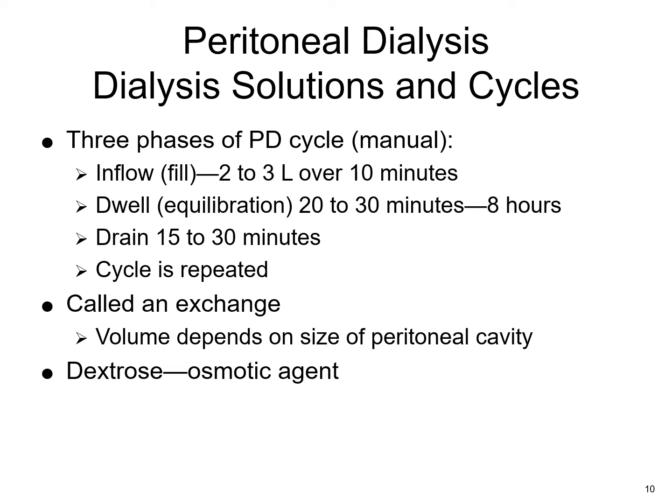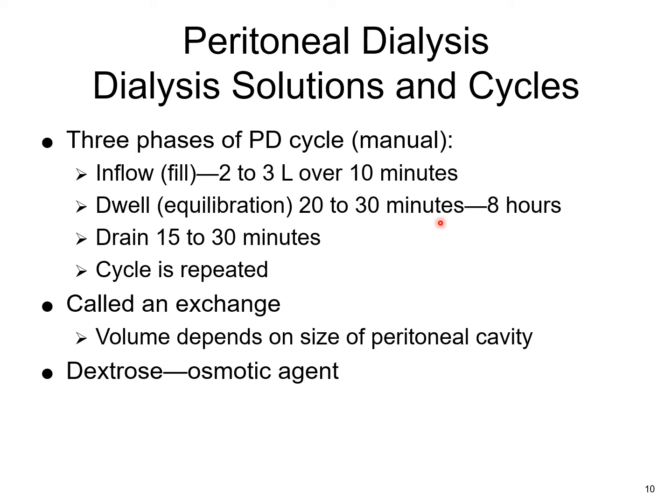So these are the 3 phases of the PD cycle, right? So manual is what we're talking about here. So the infill, it could be 2 to 3 liters over 10 minutes. The dwell, also known as the equilibration, anywhere from 20 to 30 minutes to 8 hours. So the orders will vary for the patient. How long do they want it to sit there? How long do they want the exchange to happen?